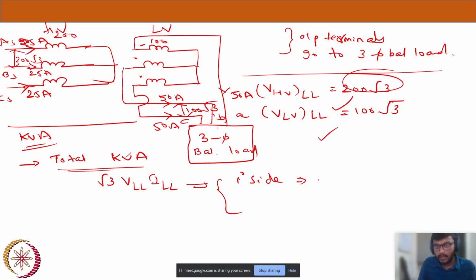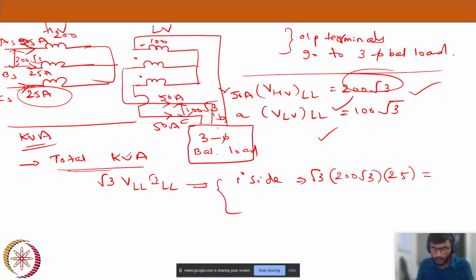Primary side is the HV side, right? So root 3 into line to line voltage of high voltage. How much is line to line in high voltage? That is 200 root 3. And the rated current in the high voltage side is 25 amps. Now how much will this be? 15 kVA.